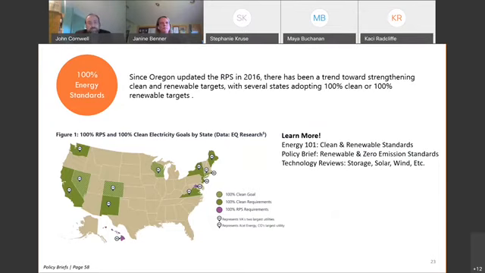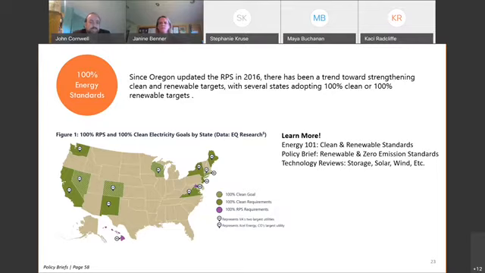Finally, on electricity standards, there's another emerging trend in these policies, which is a move towards setting substantially stronger targets. Since Oregon updated the RPS in 2016 to a 50% goal by 2040, there has been a trend toward 100% targets, with several states adopting 100% clean or 100% renewable targets. These states are highlighted here on this map in the dark green.